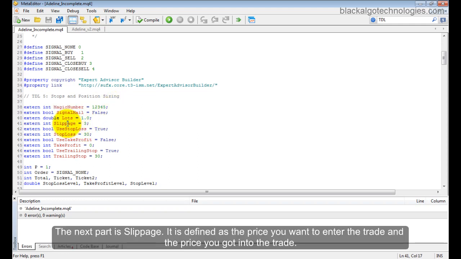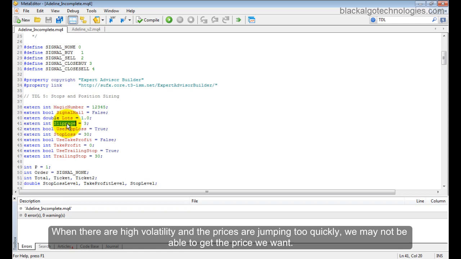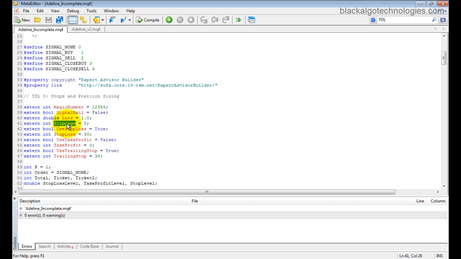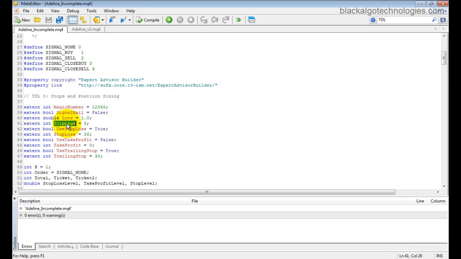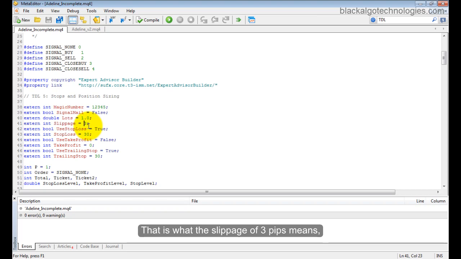The next thing is slippage. So slippage is defined as the difference between the price you want to enter the trade and the price that you actually got into the trade. Sometimes when it's high volatility and the prices are jumping too quickly, you are not able to get the price that you want. So if I set a slippage of 3 pips, I'm telling MetaEditor that, alright, if I want to long it at X level, and you can't get X, I don't mind getting worse prices at X plus 1, X plus 2, or X plus 3. That's what the slippage of 3 pips means.